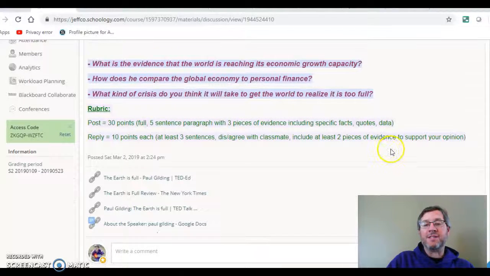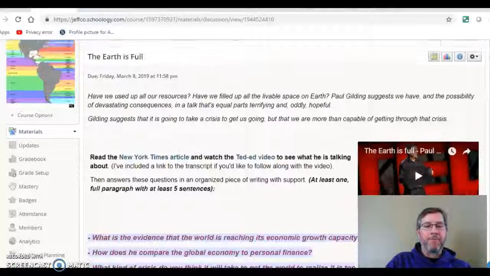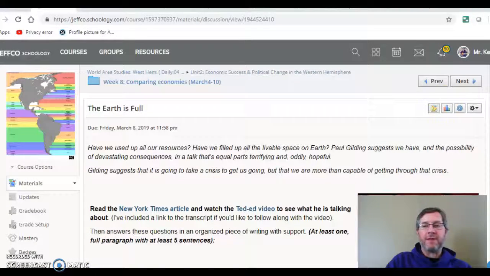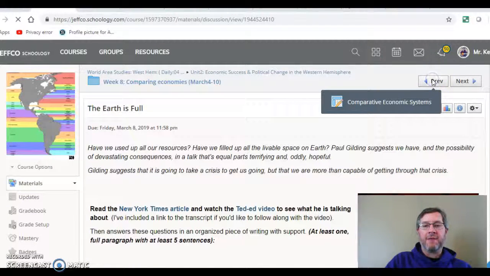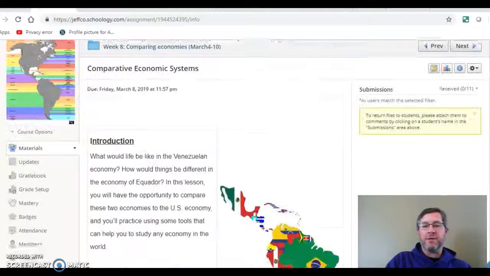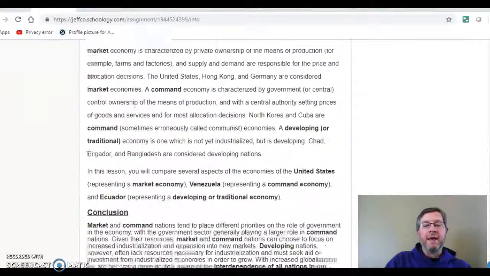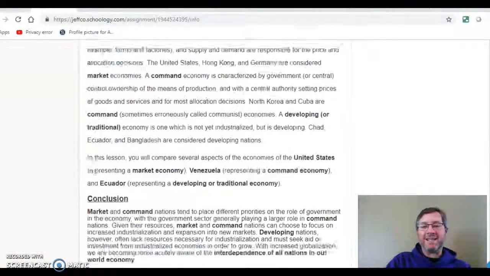Include at least 2 pieces of evidence. So agree or disagree with your classmate, 2 pieces of evidence. Again, specific facts, quotes, or data that are presented either in the article or the video. Okay? And so that is that assignment. And then, of course, the comparative economic systems. It's a Dropbox, and you'll put the completed chart in here. If you have any questions, let me know.